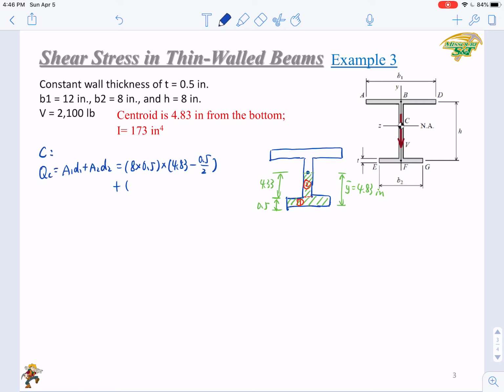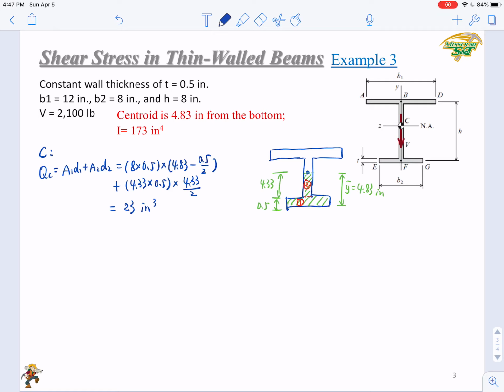And then A2 would be 4.33 times thickness 0.5 times D2. D2 would be half of the height of area 2. Okay, that is 4.33 over 2. Okay, then here we got the result of QC, and that is 23 cubic inch.